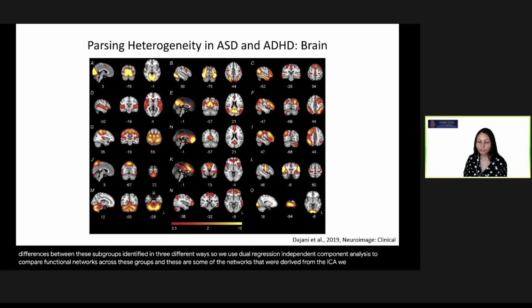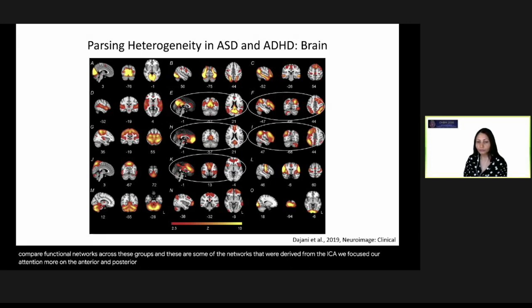We focused our attention more on the anterior and posterior default mode networks, or medial frontoparietal networks, the left and right central executive networks, or lateral frontoparietal networks, and the salience network, or the mid-cingulate insular network here. Surprisingly, we found that the subgroups of children identified by the executive function ability, irrespective of diagnostic label, did not exhibit differences in functional connectivity metrics, nor did the subgroups identified according to the traditional diagnostic labels.